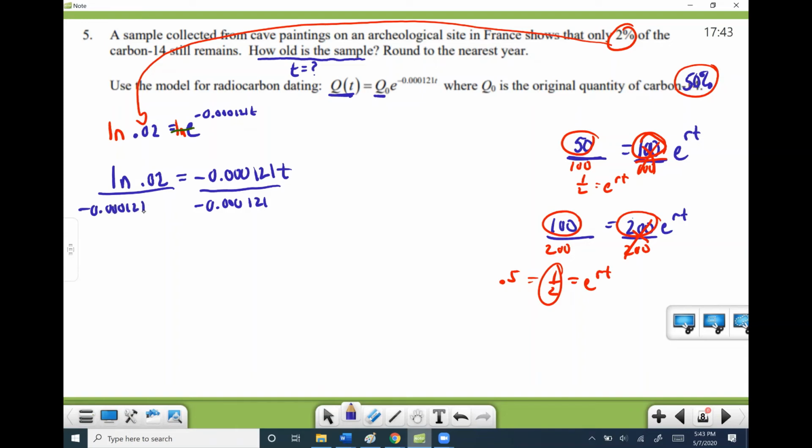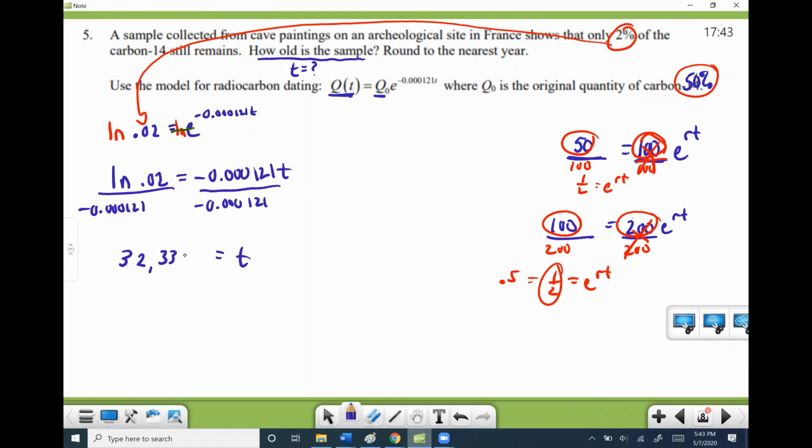Okay. So we got t equals whatever that is. What is that? Natural log of 0.02 divided by negative 0.1230. Yeah, that's what I'm getting, you guys. I can't read it. Is that a comma?